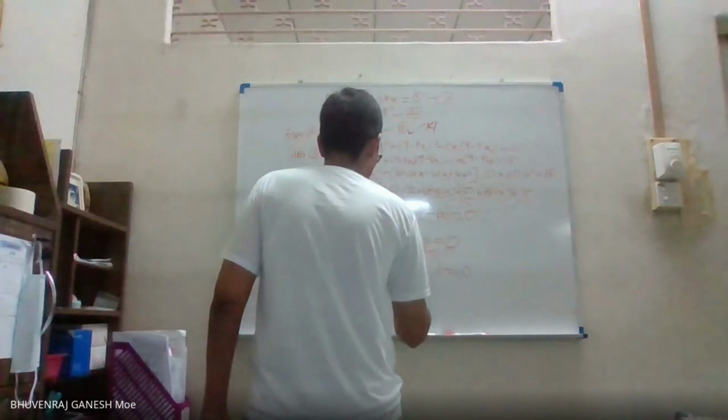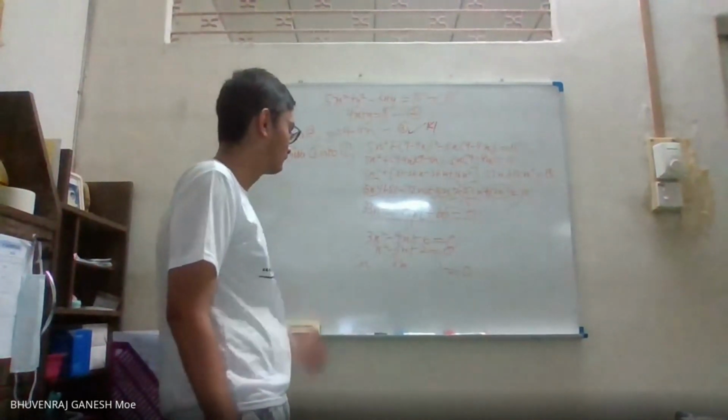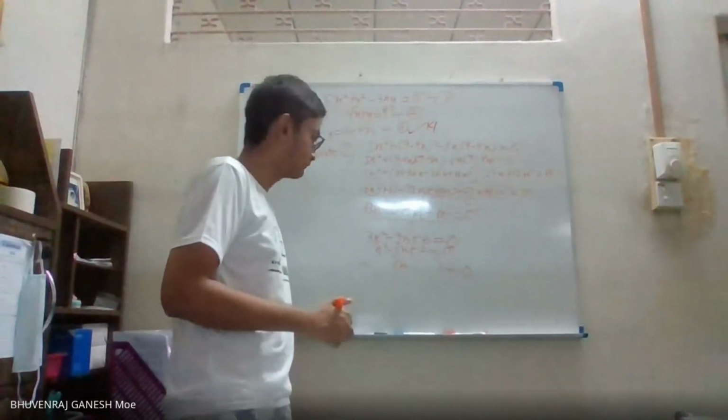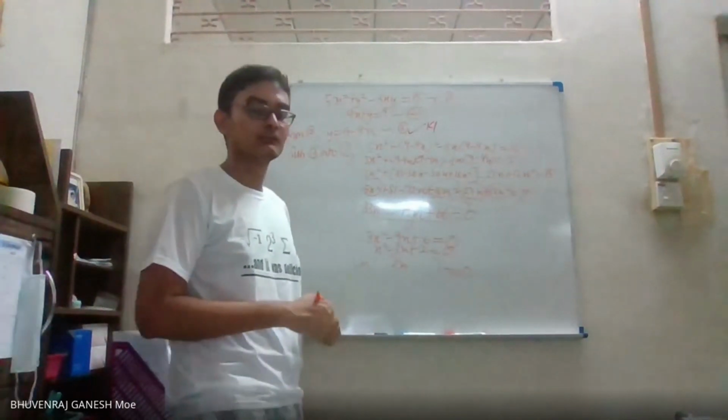So what will you make your bracket? What's the combination? Wait, can't see much. x squared minus 3x plus 2 is 0.